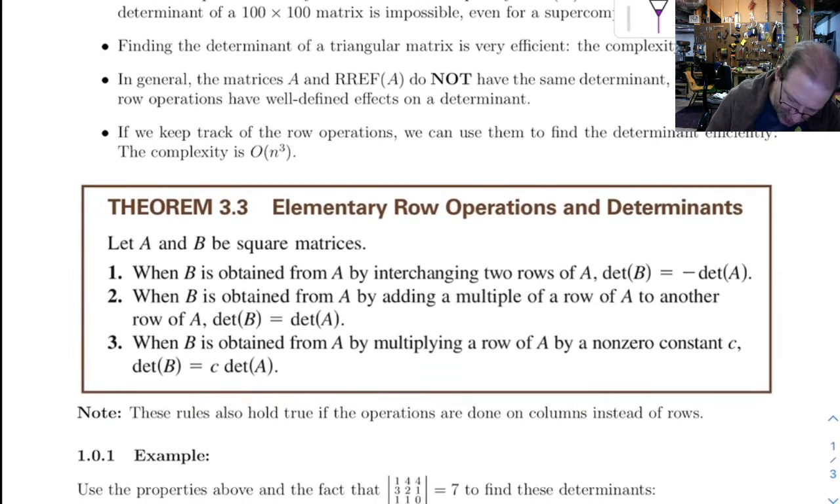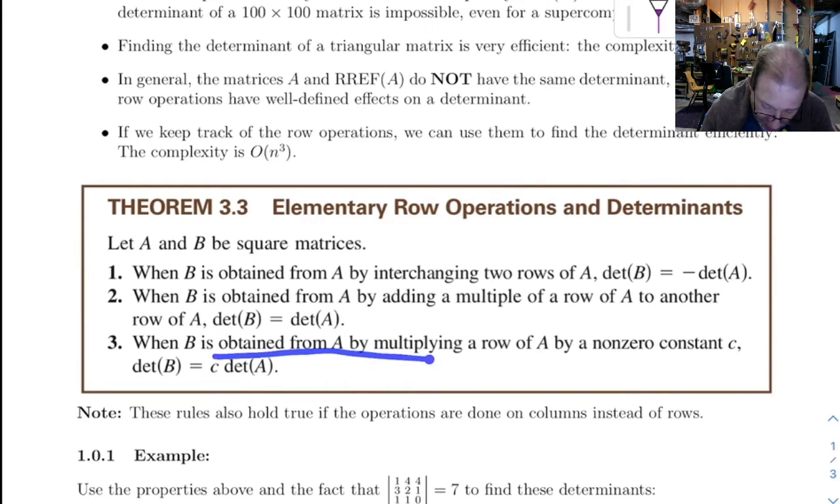So let's look at the elementary row operations and what they do to determinants. Okay, if A and B are both square matrices, if B is obtained from A by swapping two rows, that just changes the sign of the determinant. If B is obtained from A by adding a multiple of one row onto another, that doesn't change the determinant. That's the one that's kind of surprising to me, but it's true.